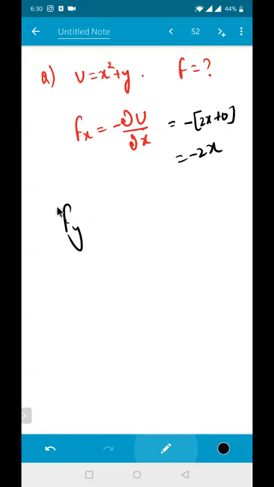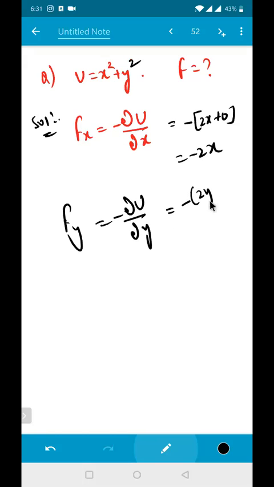Same way Fy. If it's asking for force Fy, it equals minus of dU by dy. The U value is already given for me, x square plus y square. It will read only the y term in this one. So it is x square plus y square. If I differentiate that one, it will read only the y term, so that is minus 2y. The x term will become 0. So that is also minus 2y.